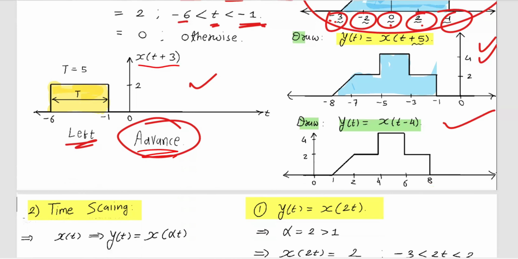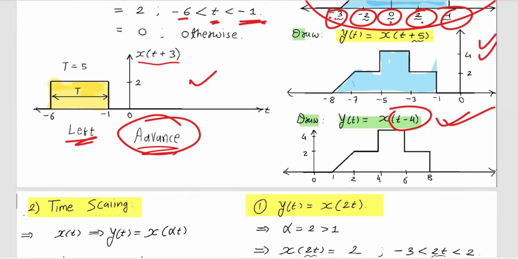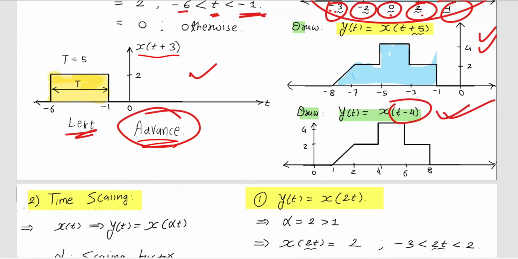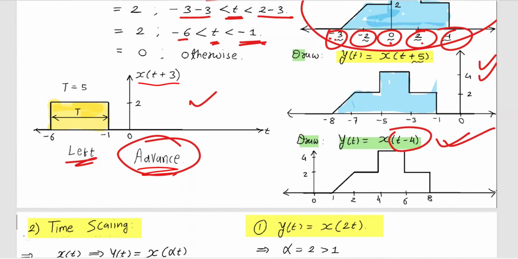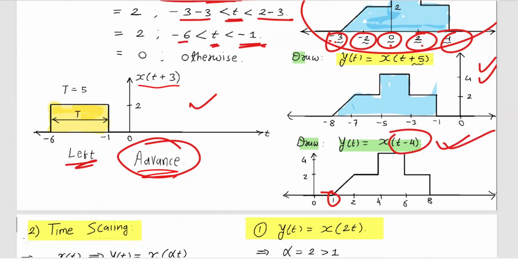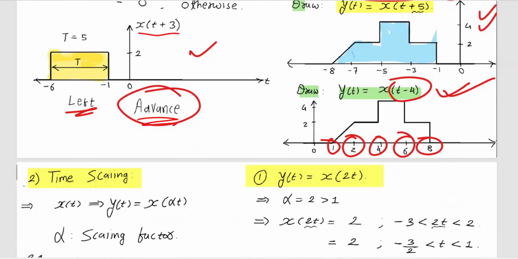Similarly, you can draw the signal for x(t - 4). The important thing here, my friends, is that you have to adjust this argument such that the signal gets shifted to either the right side or the left side. For example, in the t - 4 case, you just shift the signal from its initial position to the right by 4 units. Accordingly, the points' coordinates would change. This is 1, 2, 4, 6, and 8, because I have just told you the method. So you can check this.